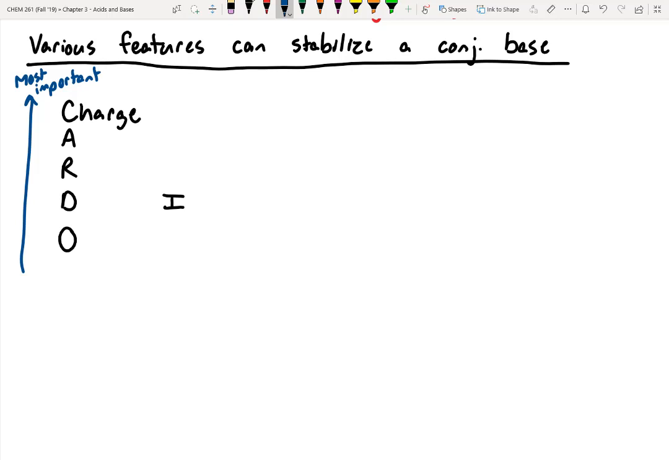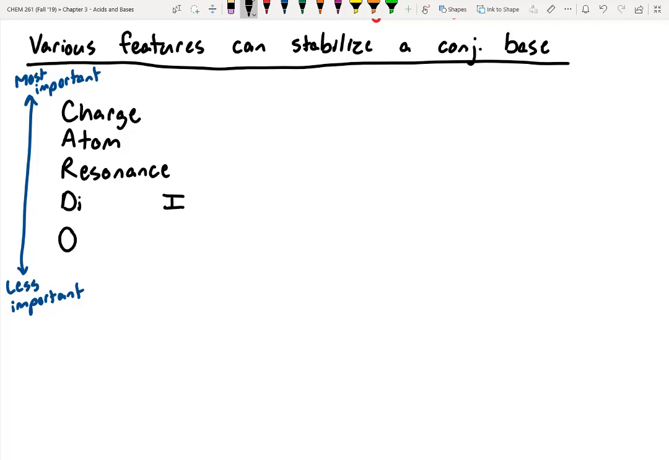And then as we go down the list, we'll get to less important. All right, A has to do with atom. Like we said, electronegativity is the direct result of the atom carrying the charge. What do you think R stands for? Resonance. So resonance is actually less important than the atom, surprisingly.